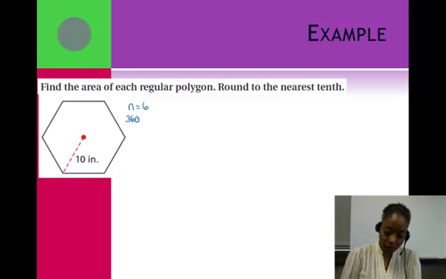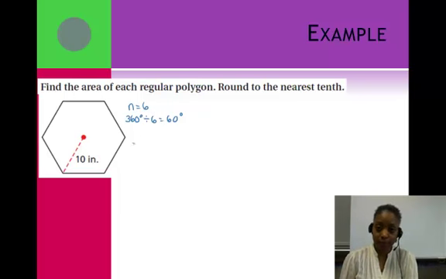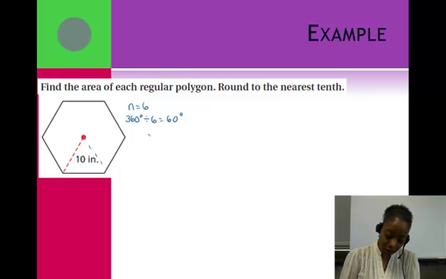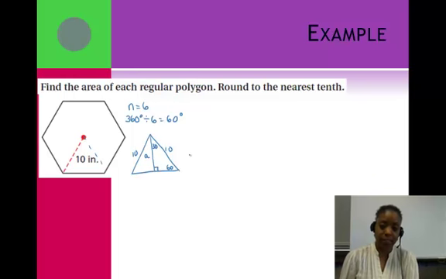So now we can figure out what our central angle is. It's 360 divided by 6, which is 60. And now one of our triangles would look like this. This would be 60, this would be 10, and this would be 10. So when we draw this down for our apothem, now we've just created a 30, 60, 90 triangle, which is beautiful because we can use what we know about a 30, 60, 90 triangle to find our side length and to find our apothem.